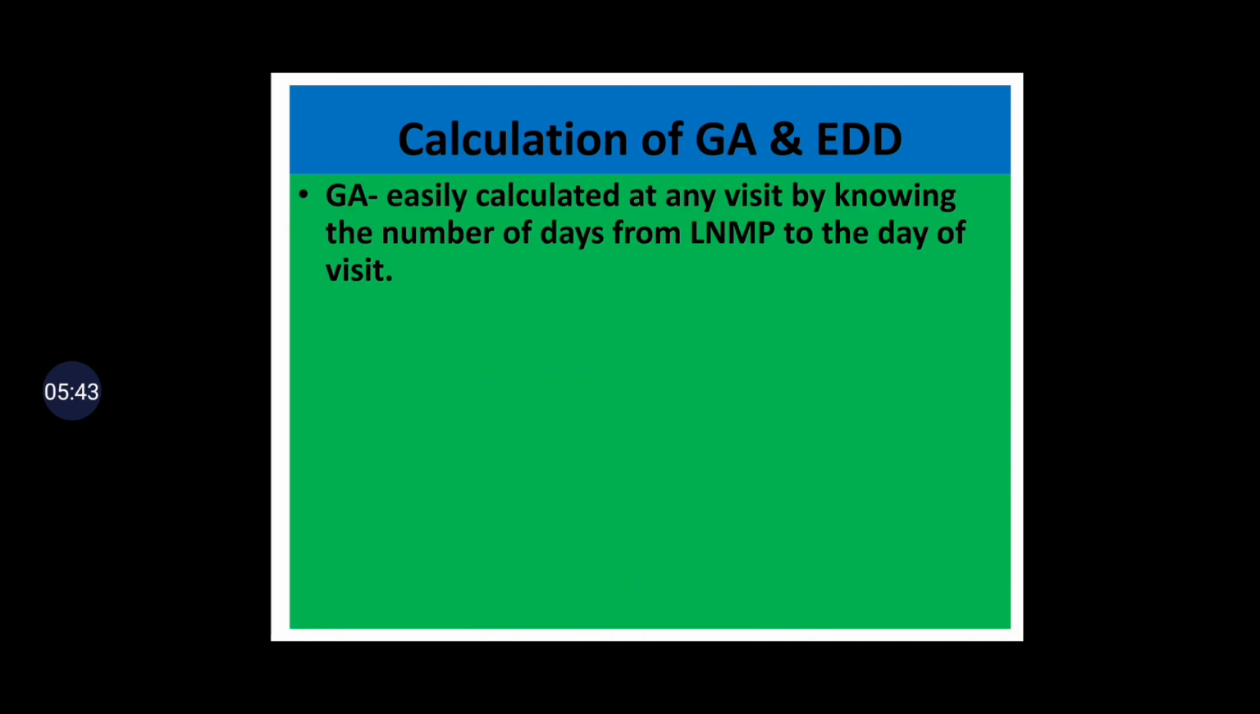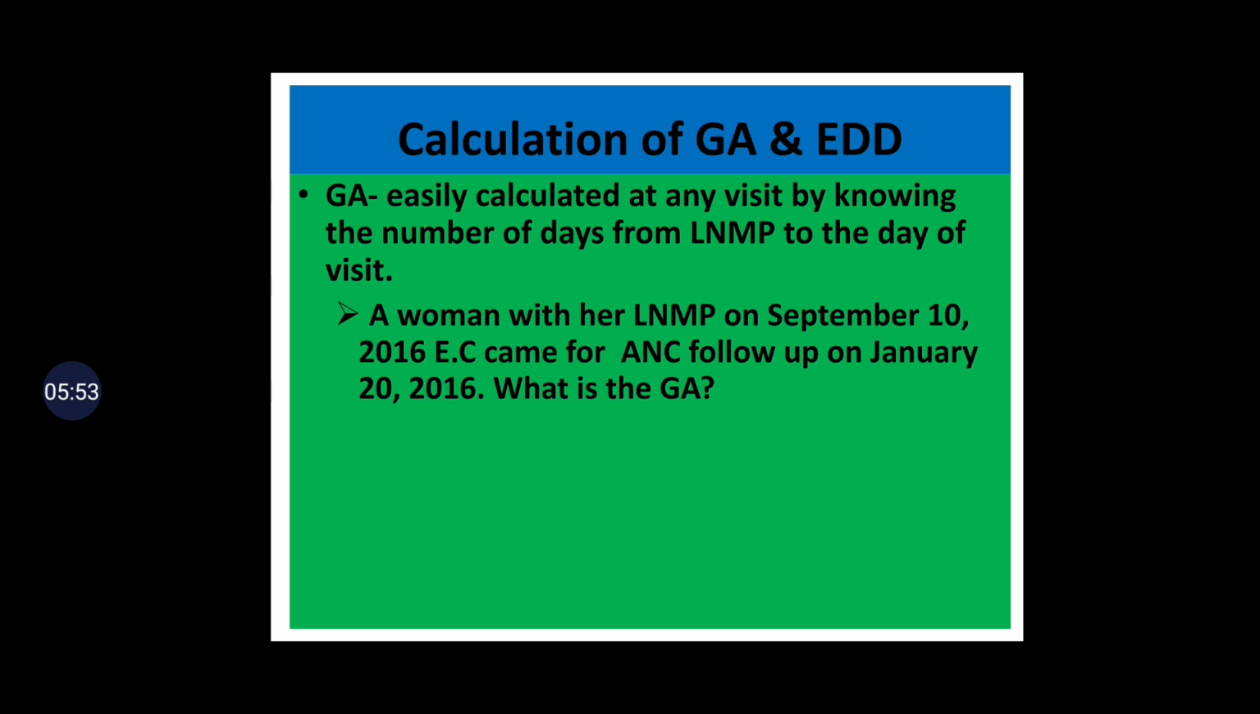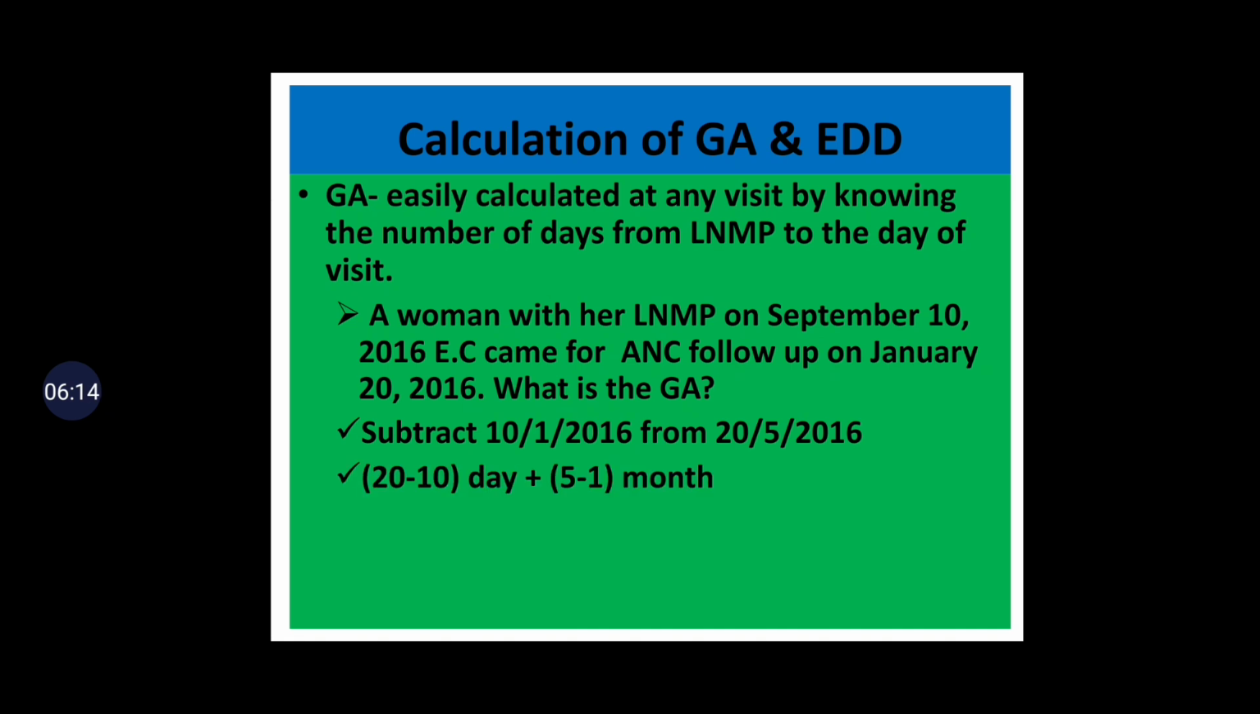Calculation of gestational age and expected date of delivery. Gestational age is easily calculated at any visit by knowing the number of days from last normal menstrual period to the day of visit. A woman with her last normal menstrual period on September 10, 2016 Ethiopian calendar came for ANC follow-up on January 20, 2016. What is the gestational age? To calculate the gestational age, subtract September 10 from January 20. We subtract the day from the day and the month from the month.